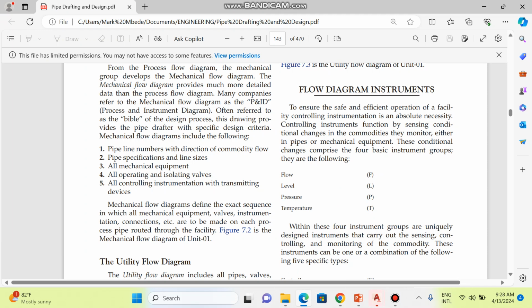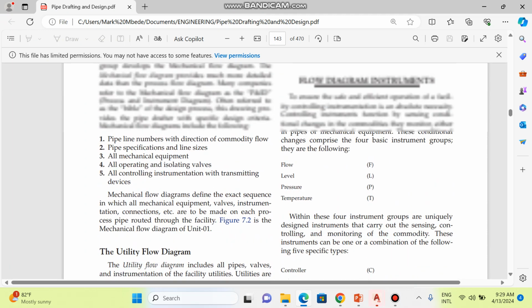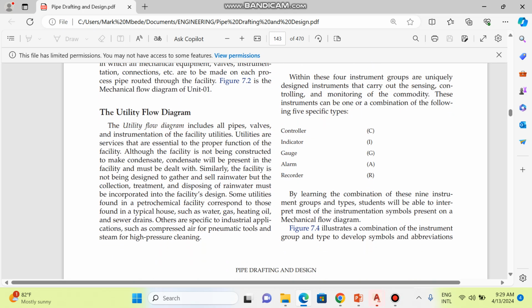So let us talk about the utility flow line. This utility flow line is all those sublines, all those utility lines inside the process facility. Like now, we have an LPG facility that we are designing, but that LPG facility we also make use of maybe air lines from a compressed air, from an air compressor machine, that actually make your existing actuators function.